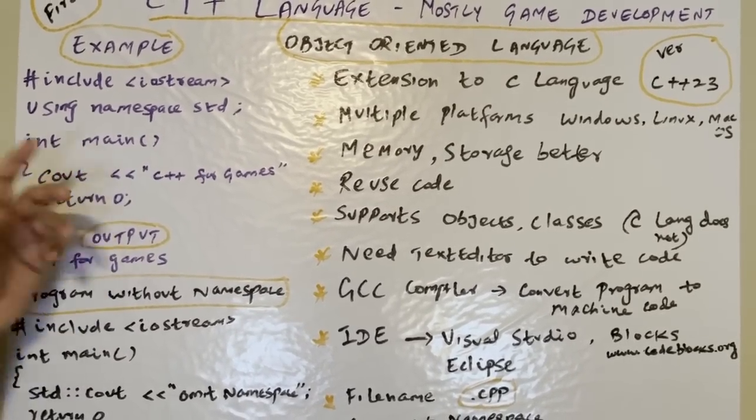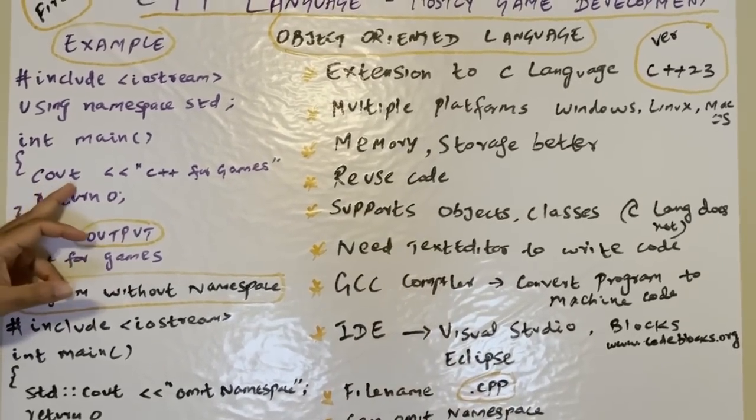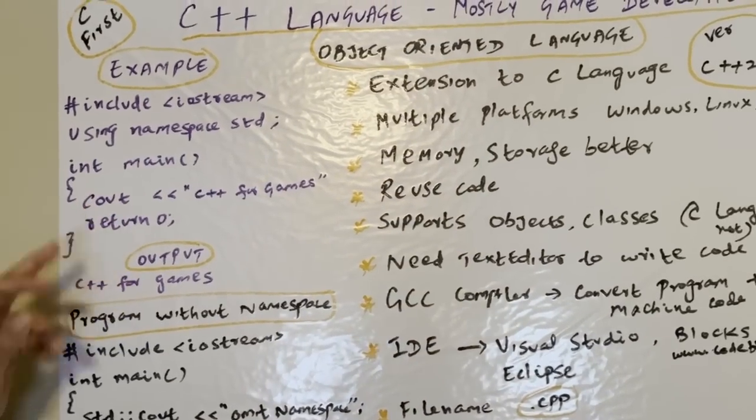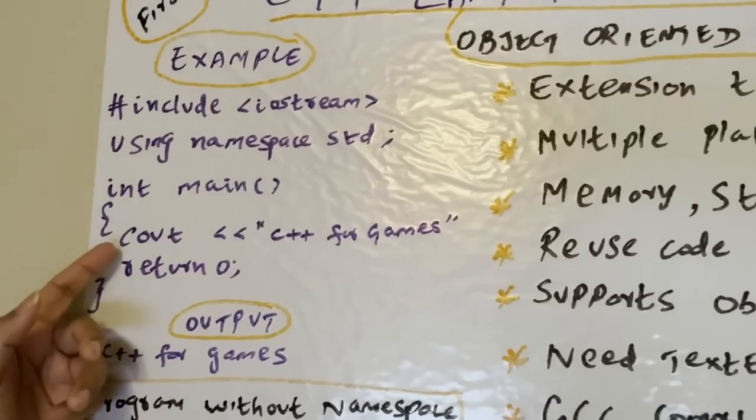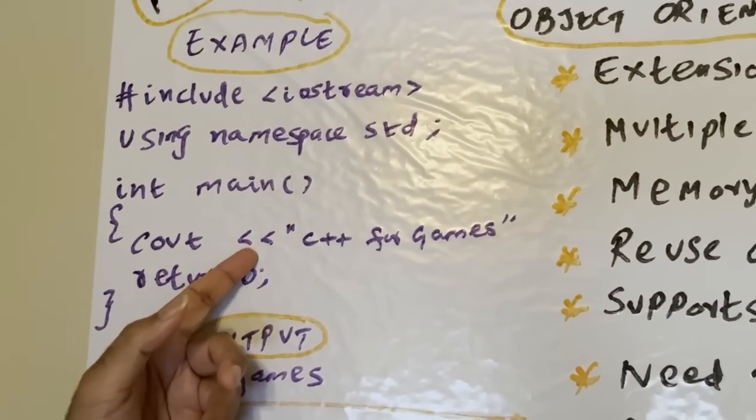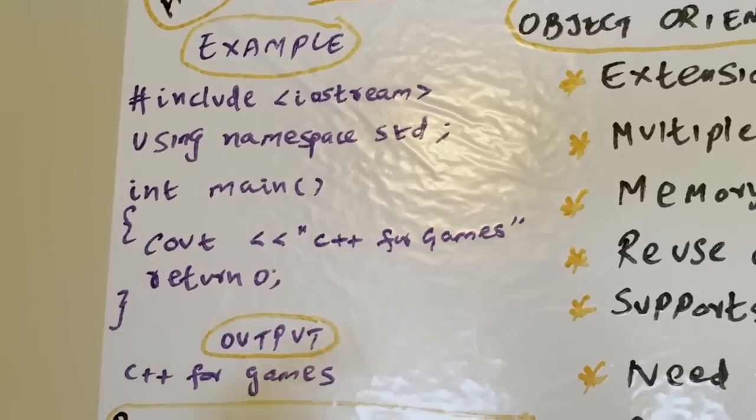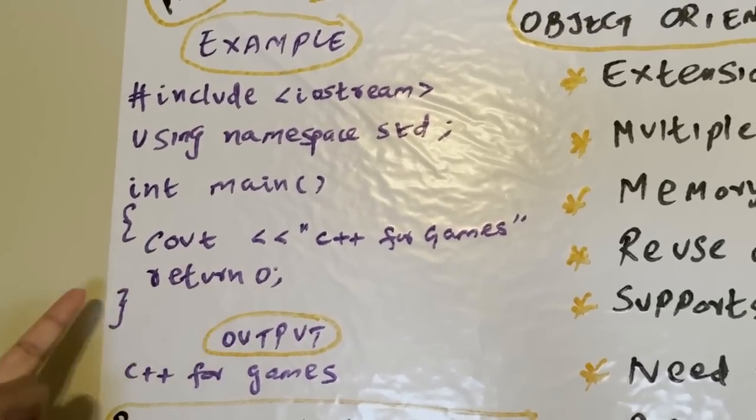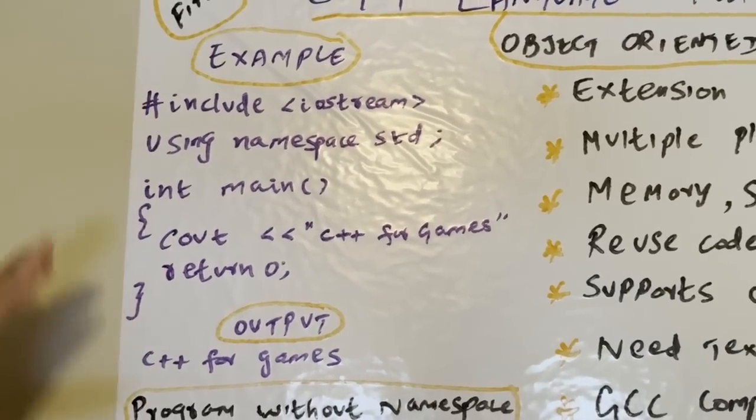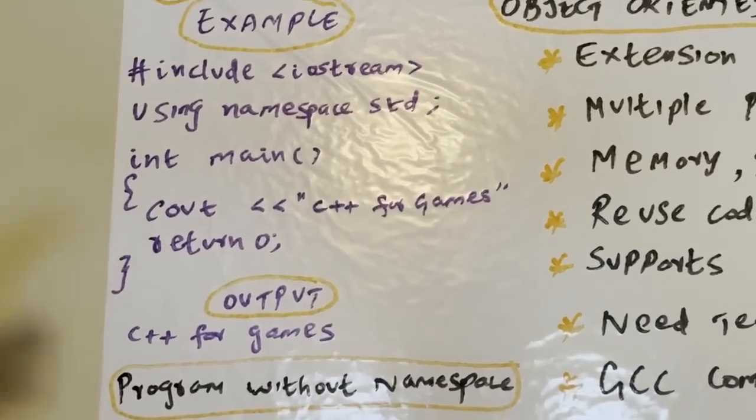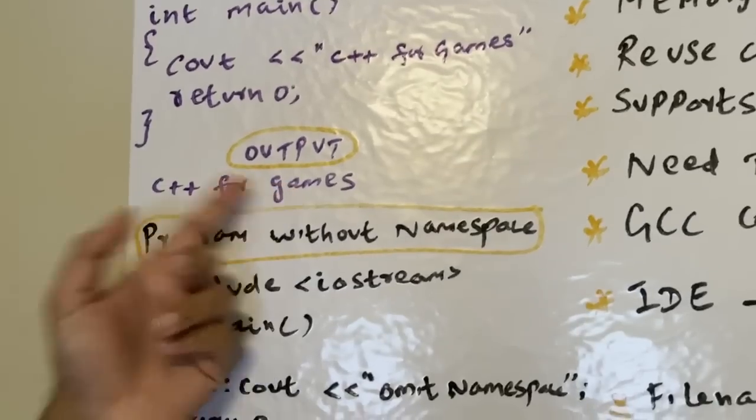Int main is the main function, same as in C language. And this is cout, which means print. In C language we have the printf statement. Here cout with the insertion operator, I want to print the message C++ for games. Return 0, same as in C language. It's a very simple C++ program. When you execute this program using a C++ compiler, this is the output, C++ for games.